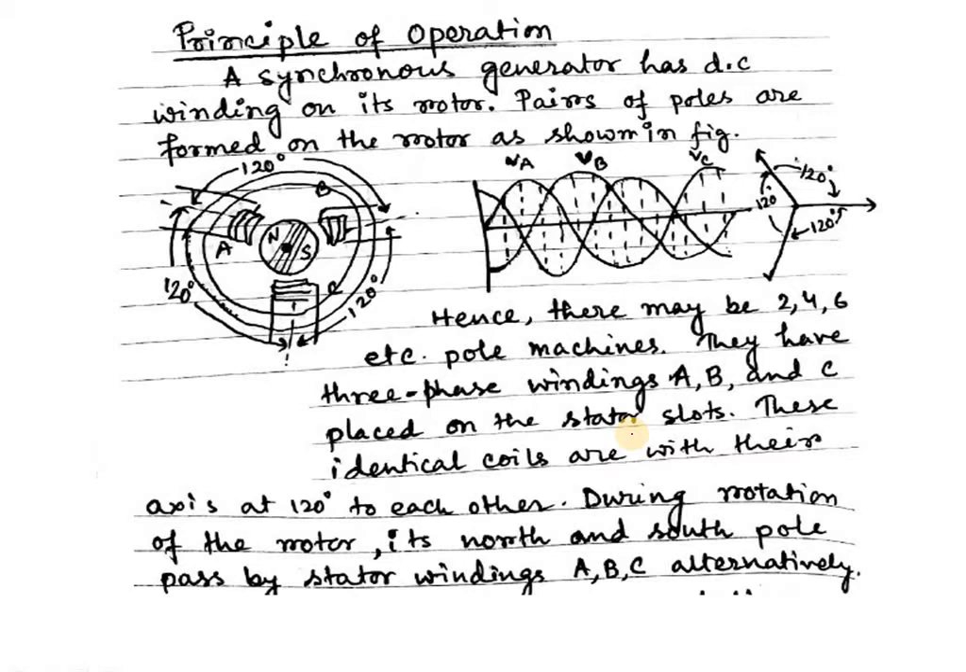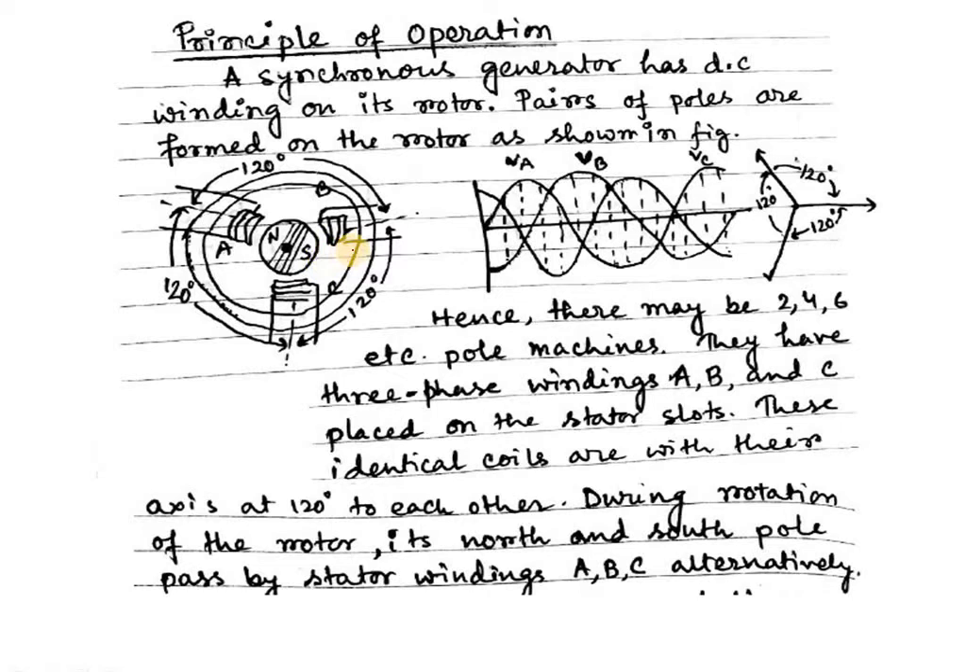Whatever amount of voltage we are getting from the power stations, those voltages are generated by synchronous generator or alternator. So, synchronous generator has DC winding on its rotor. Pairs of poles are formed in the rotor as shown in the figure. See, here the rotor construction is shown. One is the north pole, another one is the south pole. Okay, this is the rotor part.